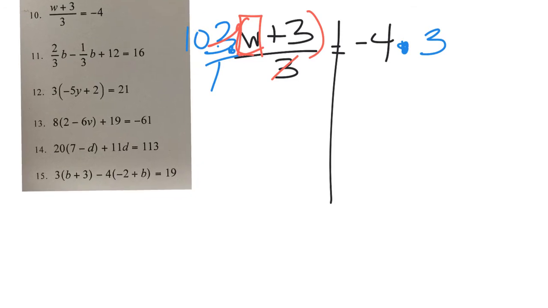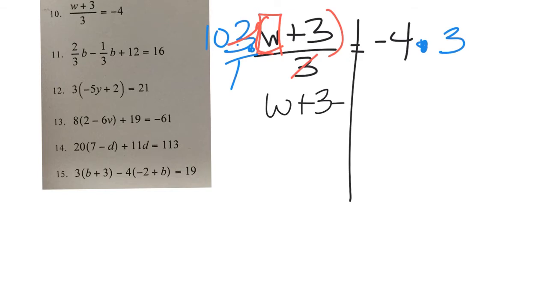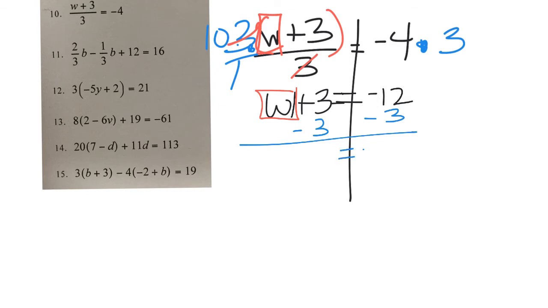They divide to make 1, so we get w plus 3 equals negative 12. And then I'm still working on getting w by itself, so I need to undo the addition by subtracting 3. When the signs are the same, we're going to add and take the common sign, so it's going to be negative 12 minus 3, which is negative 15. The 3 and the negative 3 zero out, so w equals negative 15.